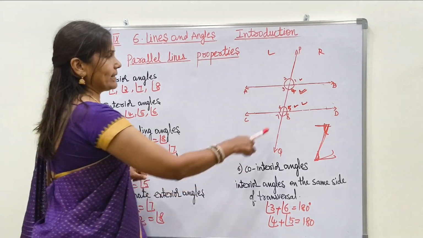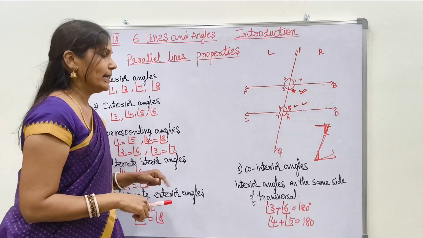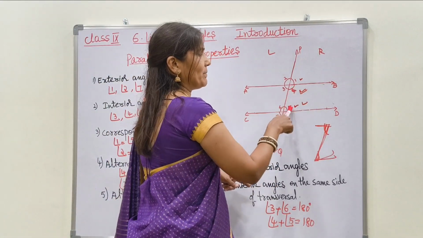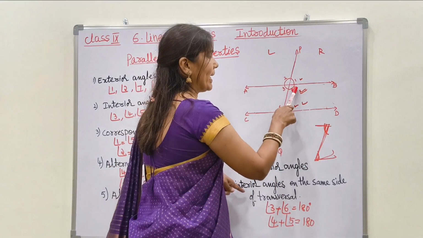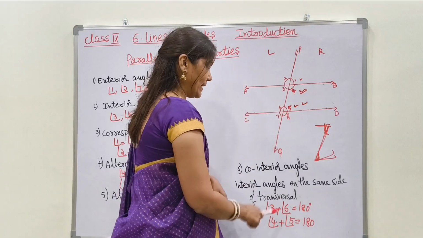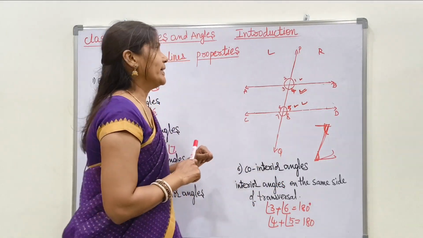Next, alternate exterior angles. Angle 1 is equal to angle 7. Angle 2 is equal to angle 8. Next, last, co-interior angles 4, 5. Same side of the transversal. Interior angle, same side of the transversal. So, angle 4 plus angle 5, how many degrees? 180 degrees. Angle 3 plus angle 6, how many degrees? Angle 3 plus angle 6 is also 180 degrees.